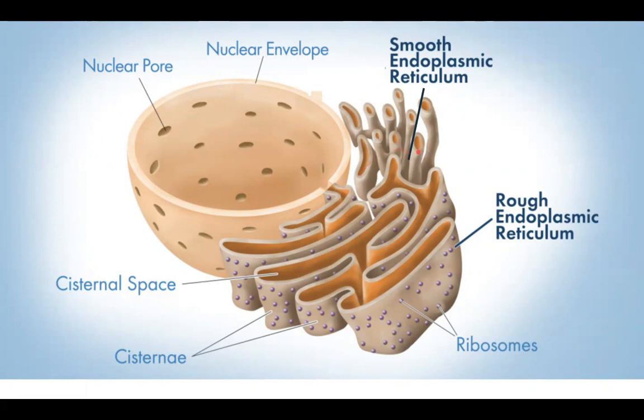The endoplasmic reticulum is called smooth if no ribosomes are attached to it. If ribosomes are attached to it, it is called rough. When it is smooth, it will help in transportation of fats. When it is rough, it will help in transportation of proteins.